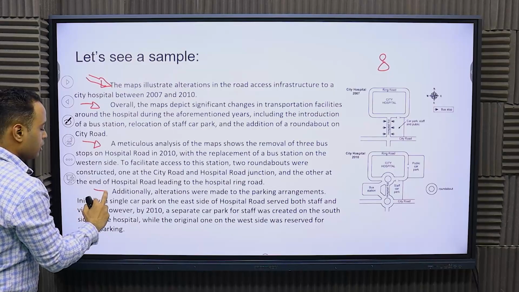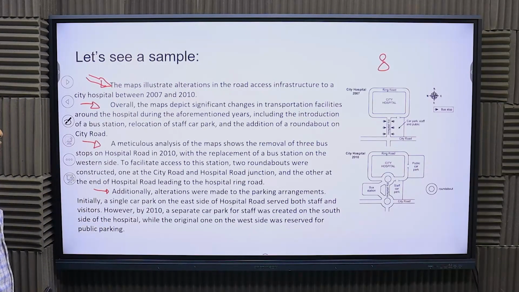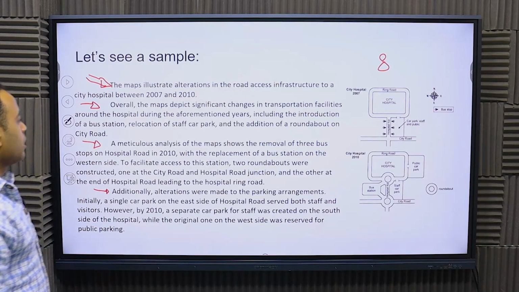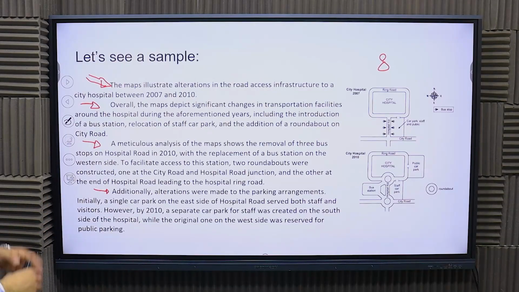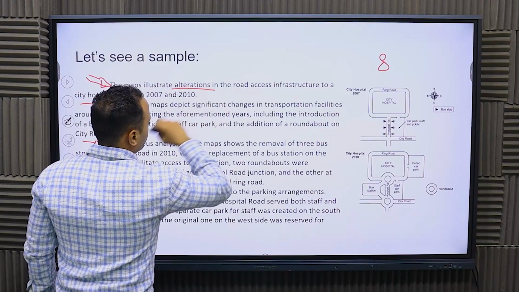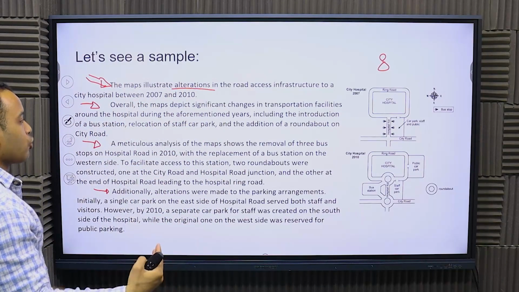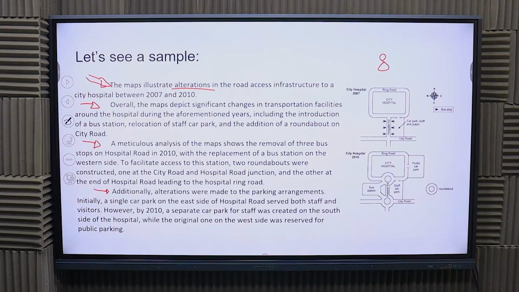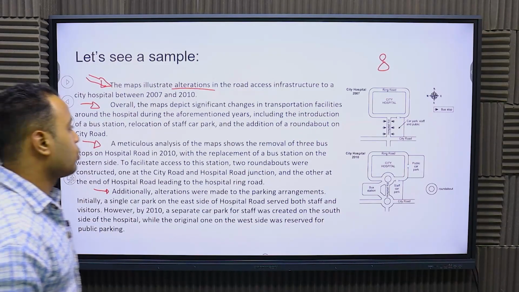Yes, additionally, here we're given more information regarding the two ones. Let's read it together first. The maps illustrate alterations in the road access infrastructure to a city hospital between 2007 and 2010. As you can see here, the word alterations, which means change. So that's why I'm saying that's a better kind of score.